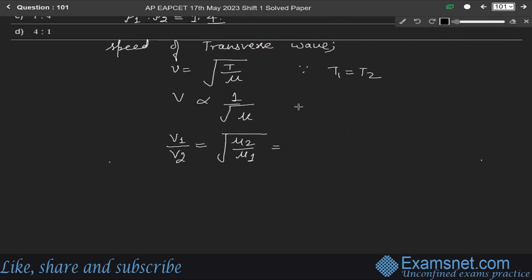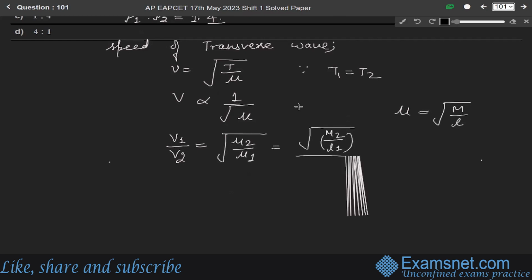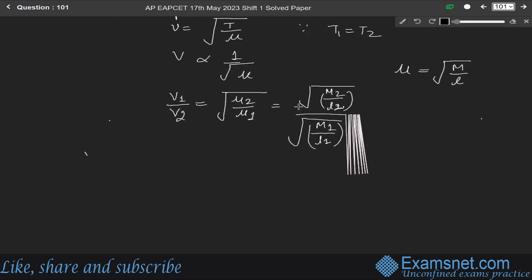And this mu is what? Under root of m over L. So under root of mu2 over mu1 will be equal to under root of m2 over L2 over under root of, sorry, this is L2, M1 over L1. So we get V1 over V2 equal to under root of M2 into L1 over M1 into L2.